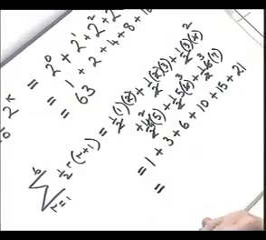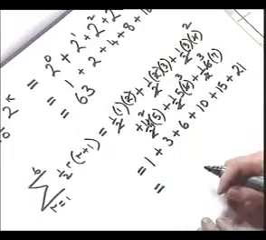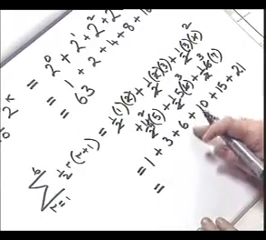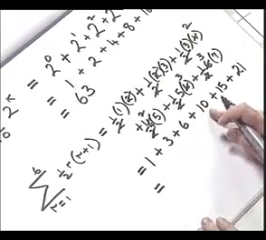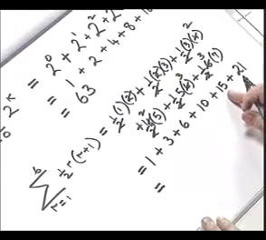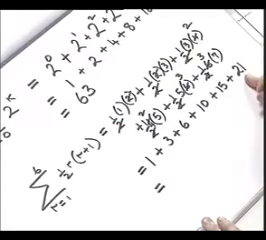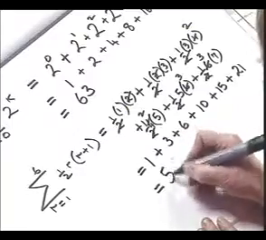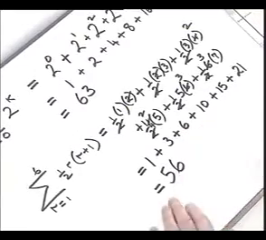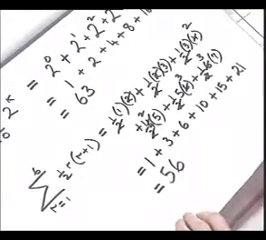And finally, what we'd like to do is just add these all together. 1 plus 3 plus 6 is 10, plus 10 is 20. 20 plus 15, 35, 36, and then add the 20 is 56. So we get the sum 56.